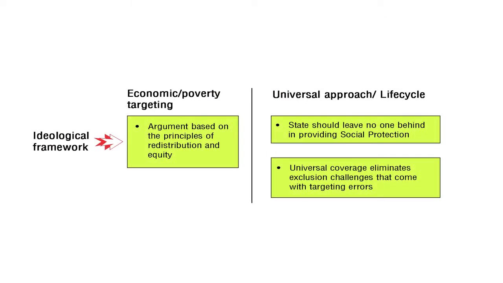The considerations underpinning these choices are often the main reasons why there are often very heated debates from all sides. For instance, you'd have economists and finance practitioners disagreeing very vehemently with social development practitioners. The first consideration is that of the ideological framework. On one side of the spectrum is an argument that is based on the principles of redistribution and equity. Those who uphold these are highly in favor of economic approaches, whereas those who oppose this approach and advocate for life cycle approaches believe that the state should leave no one behind in providing social protection. They argue that universal coverage eliminates exclusion that we often find in and comes with targeting errors.